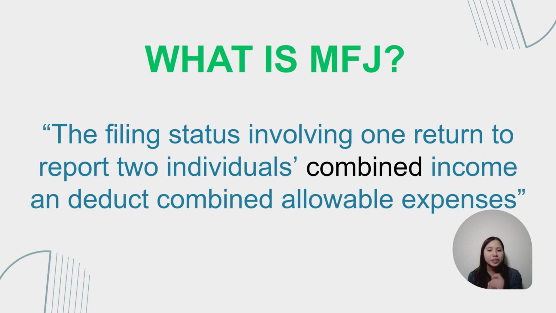So the best filing status that we're going to talk about is married filing jointly. This means that two spouses are combining their income and deducting combined allowable expenses on one single tax return. So you're basically taking two people's separate tax returns and combining them into one tax return that they will file together.